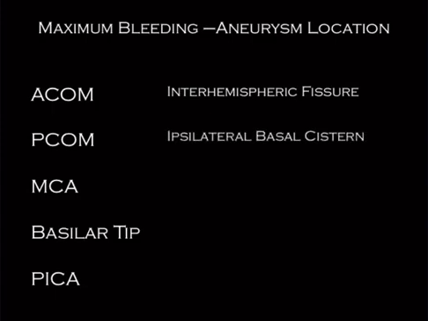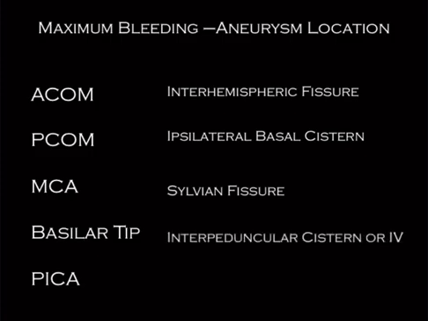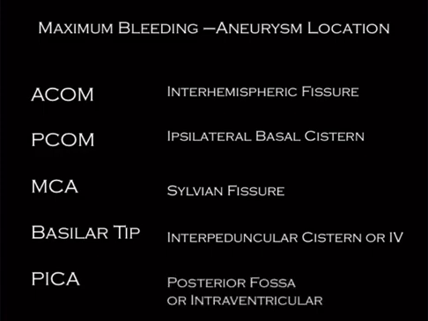PCOM bleeds tend to be on one side of the basilar cistern or the other, depending on the PCOM. MCA aneurysms are typically further out, like M2, M3 bifurcation, trifurcation zones. So that tends to be out in the Sylvian fissure. Basilar tip just will light up the whole bottom of the basilar cisterns often. If you see just a little bit, it's loaded around the interpeduncular cistern, which makes sense because of where the basilar artery lays. And PICA, also posterior fossa or interhemispheric.